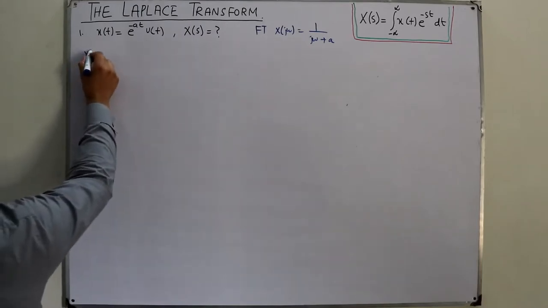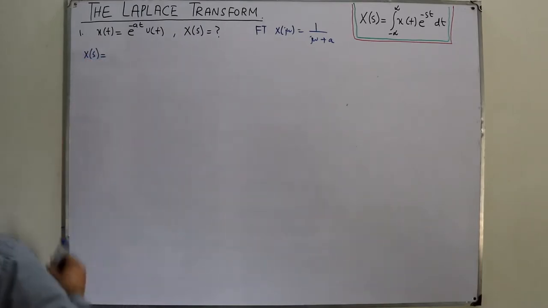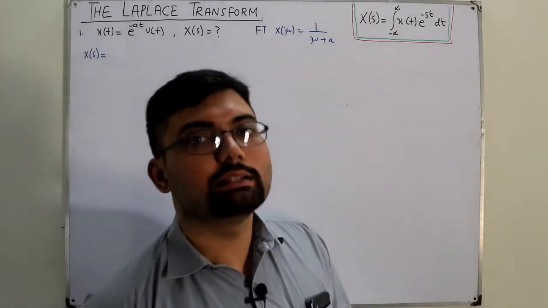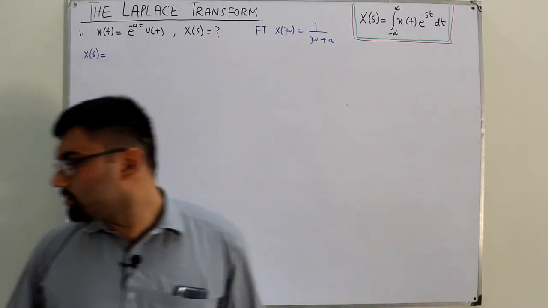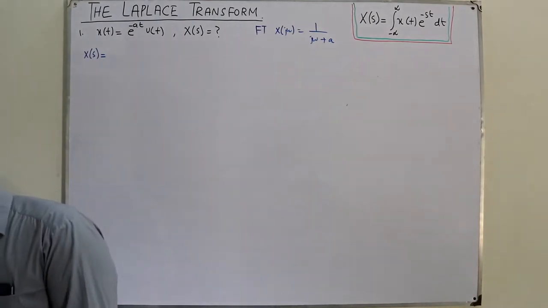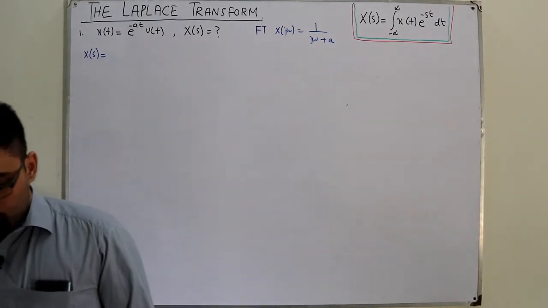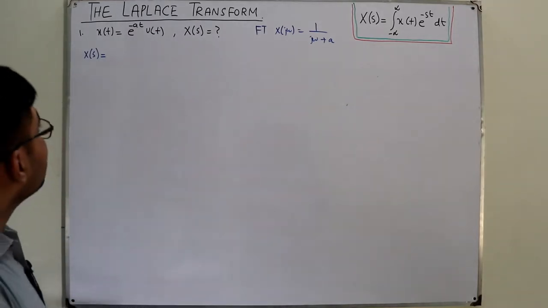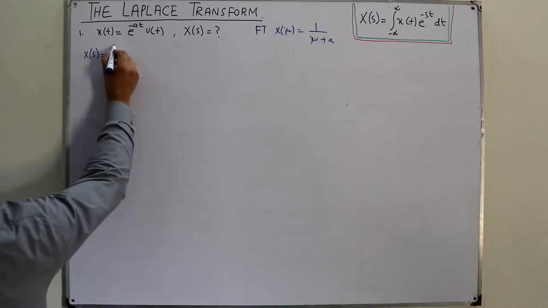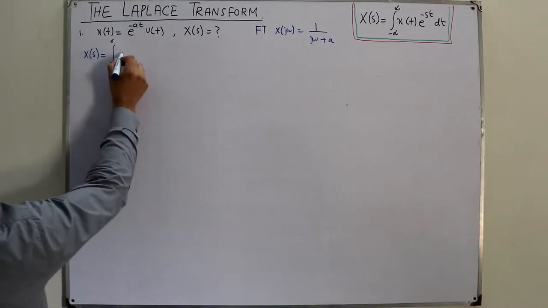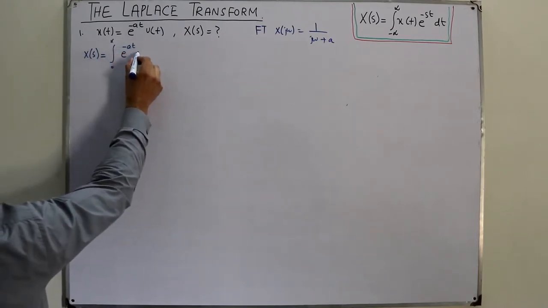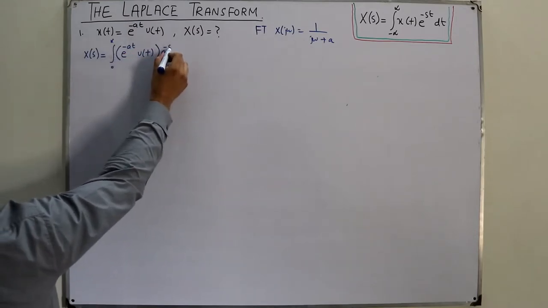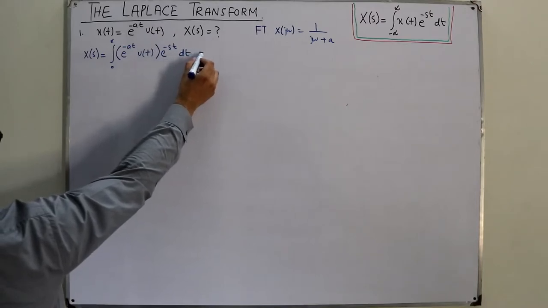Now X of s, what can we do? We can do it in two ways. First, by relating it with the Fourier transform. The second, by directly using the formula. I will use both ways. X of s is, I would write it like this: integral from 0 to infinity of exponential of negative a t u of t multiplied with exponential of negative s t, integration with respect to t.